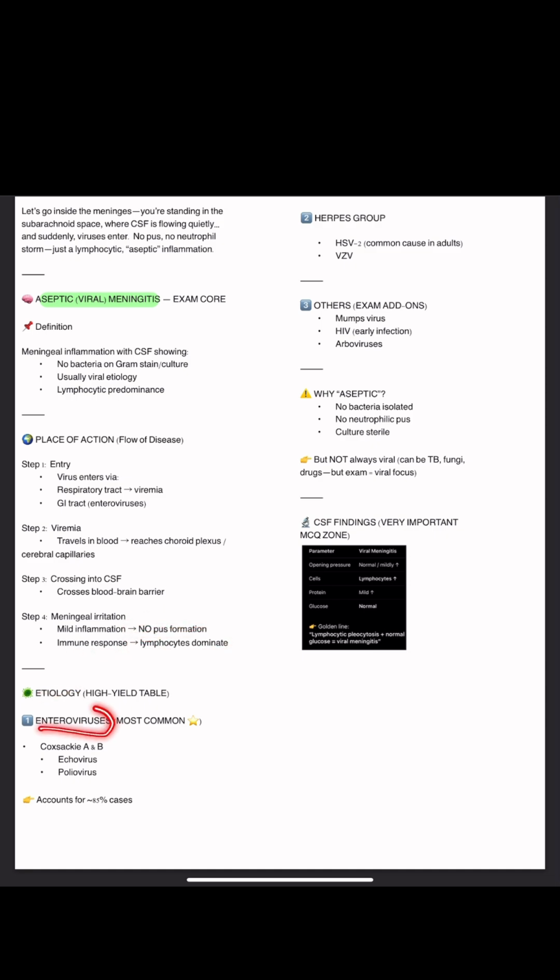Now, etiology, let us see. It is due to enterovirus, which is most common. Then it can be due to herpes virus, and it can also be due to other viruses.